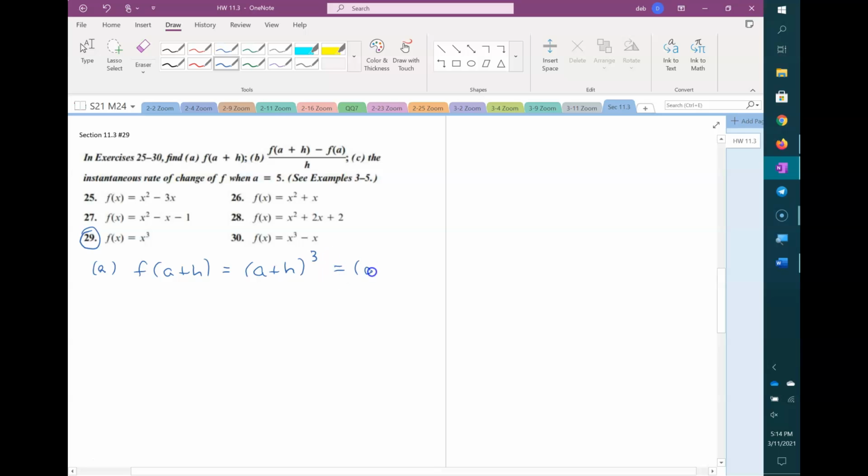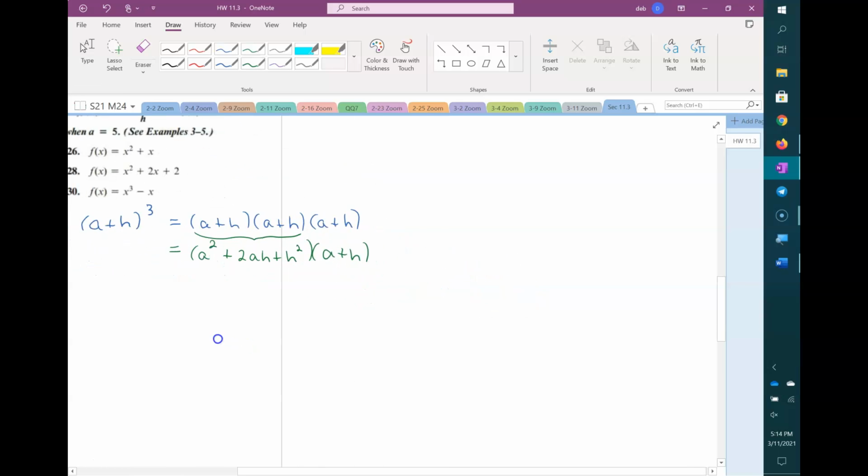Well, remember what cubed means. It means write it 3 times and multiply those all together. So it's a plus h times a plus h times a plus h. So the squaring part, that we've done a bunch of times now, so that's a squared plus 2ah plus h squared for these two, and then I need to multiply that by a plus h.